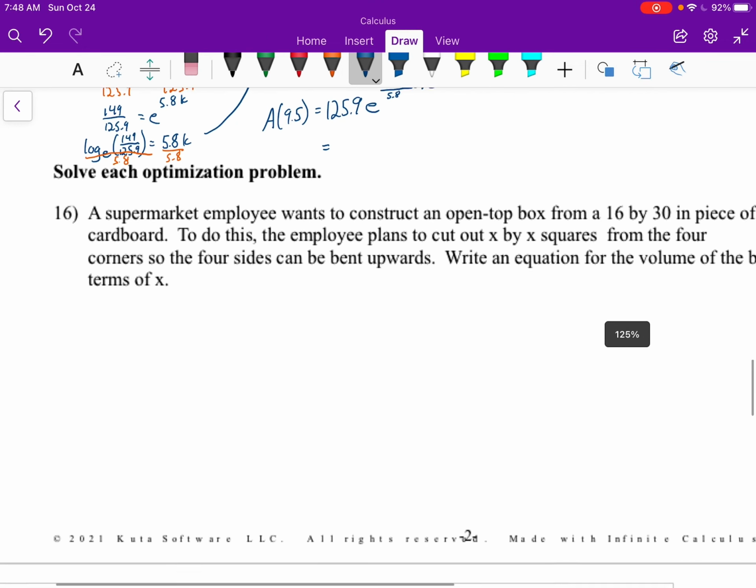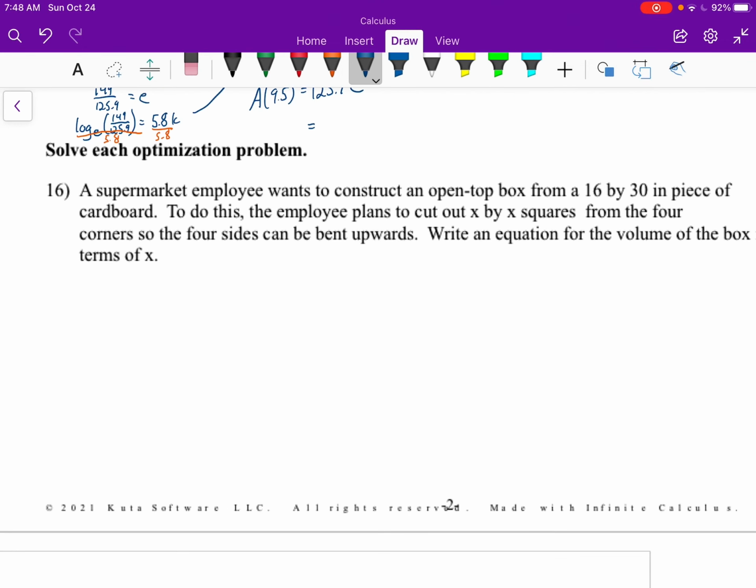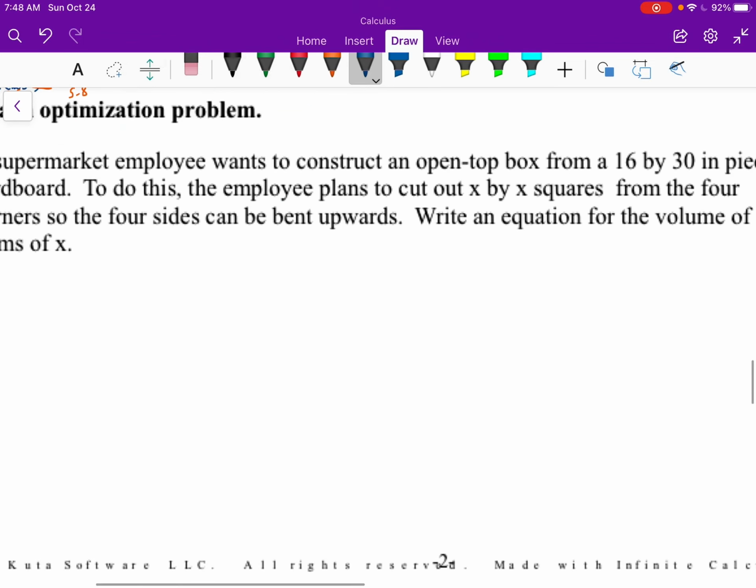All right, and the last question. A supermarket employee wants to construct an open top box from a 16 by 30 inch piece of cardboard. To do this, the employee plans to cut out x by x squares from the four corners so the four sides can be bent upward. Write an equation for the volume of the box in terms of x.